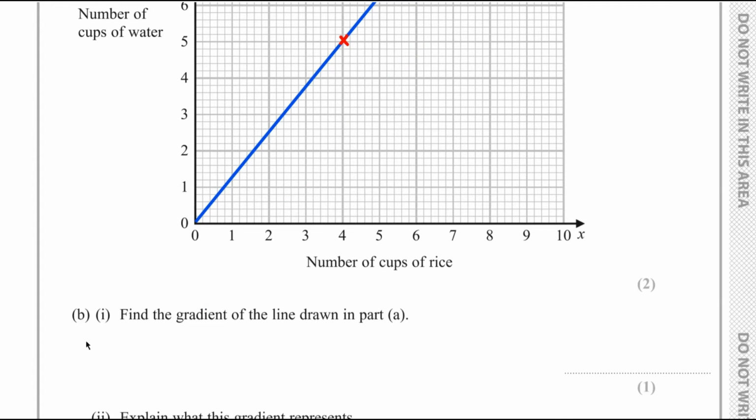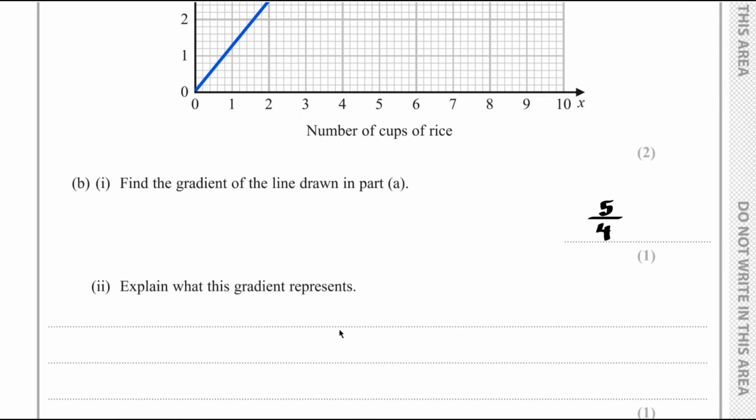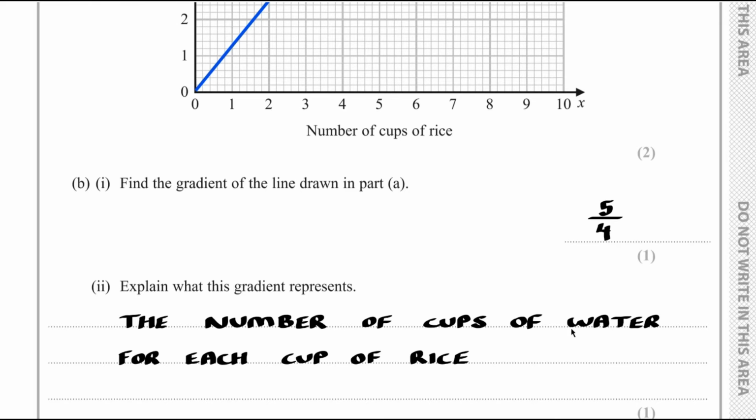Part B, for the first part, find the gradient of the line drawn in part A. Our change in Y is 5. Our change in X is 4. So the gradient is 5 over 4. We now have to explain what this gradient represents. Well, the gradient represents the number of cups of water for each cup of rice.